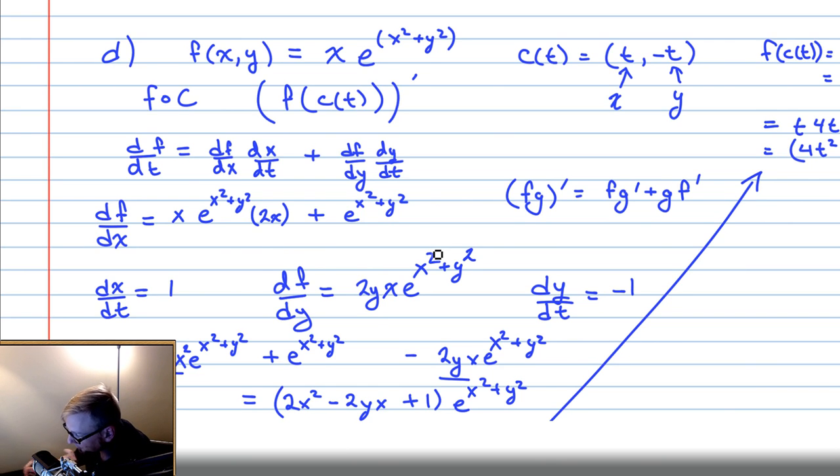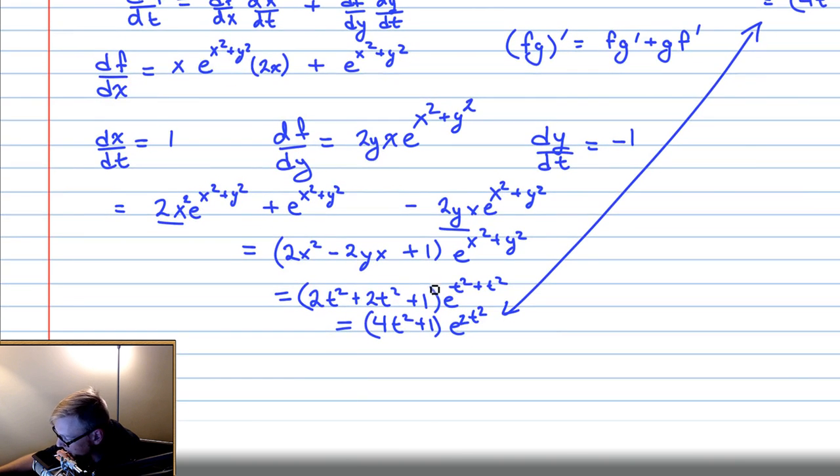Okay, let's start. Then we plug in all our derivatives into our chain rule. 2x squared e to the x squared plus y squared plus e to the x squared plus y squared. And remember that was multiplied onto 1, so we just didn't bother with it. And then the negative 2y x e to the x squared plus y squared, which equals 2x squared minus 2yx plus 1 e to the x squared plus y squared. And if we plug in t and minus t for x and y, we get this. 4t squared plus 1 acting on e to the 2t squared.